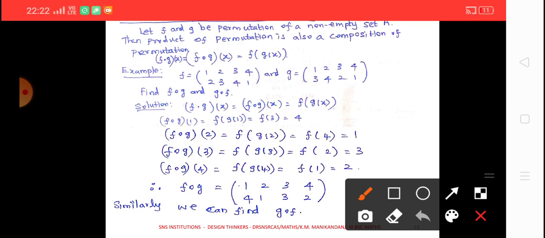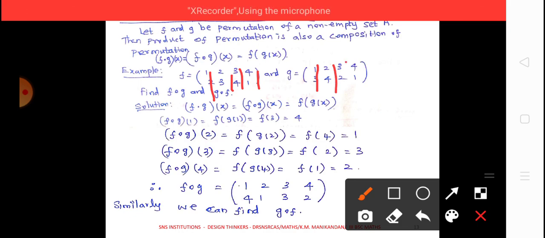Now here we take the permutation f as 1 is mapped to 2, 2 is mapped to 3, 3 is mapped to 4 and 4 is mapped to 1. And here g is: 1 is mapped to 3, 2 is mapped to 4, 3 is mapped to 2 and 4 is mapped to 1. So now we are finding f dot g of x. f dot g of x is equal to f composite g of x, this is equal to f of g of x.